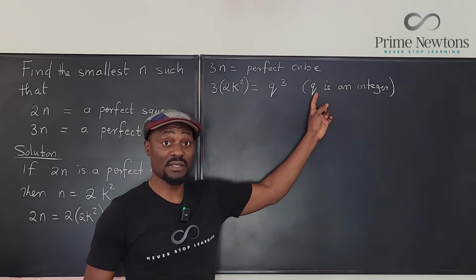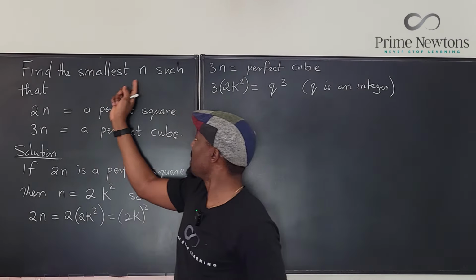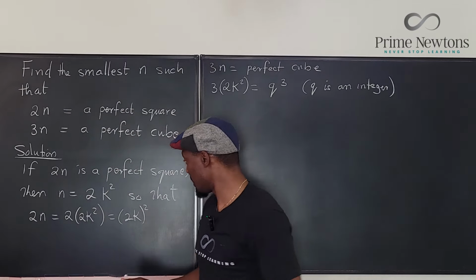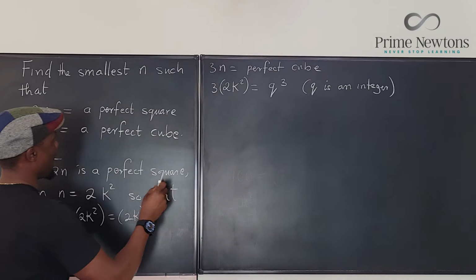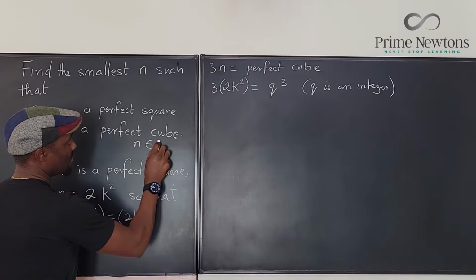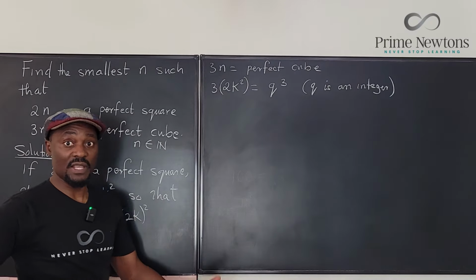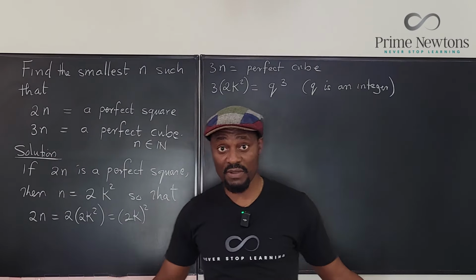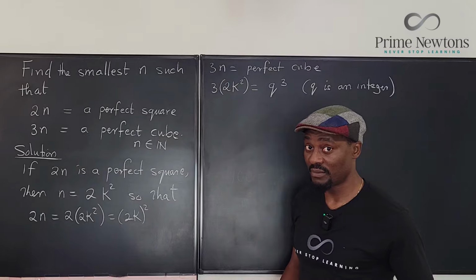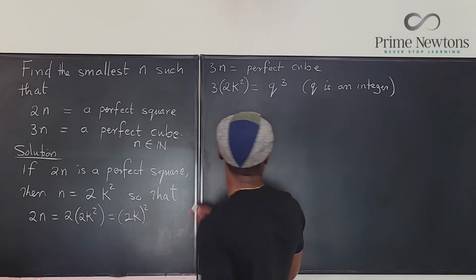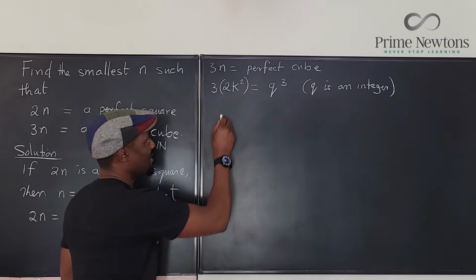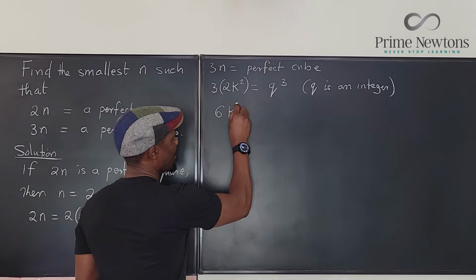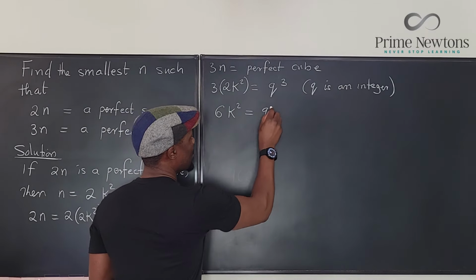And it has to be a positive integer because remember, we said n is a natural number. I should have stated that somewhere. And let's say n is a natural number. So it's a positive integer, okay? A positive integer is a natural number. Now, what does this mean? If we distribute this, we get 6k squared is equal to q cubed.